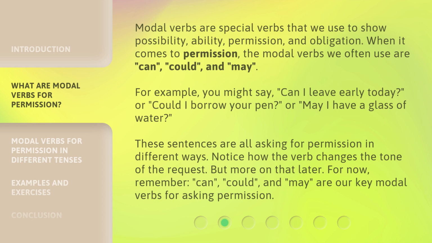These sentences are all asking for permission in different ways. Notice how the verb changes the tone of the request. But more on that later. For now, remember, can, could, and may are our key modal verbs for asking permission.